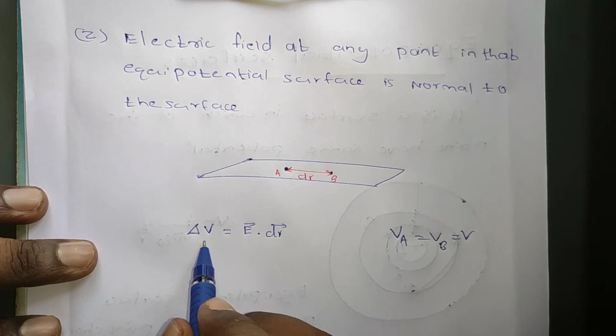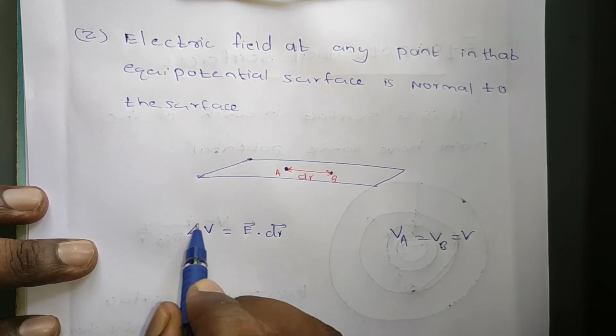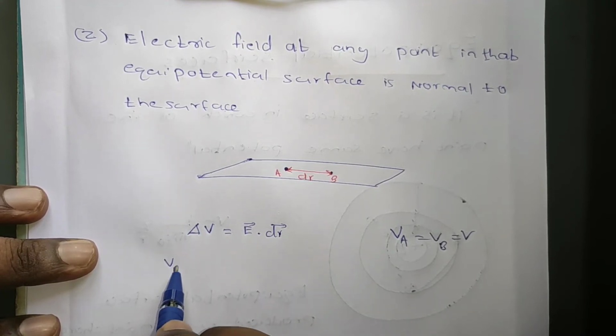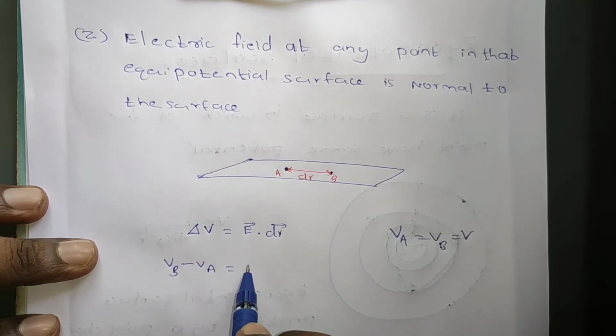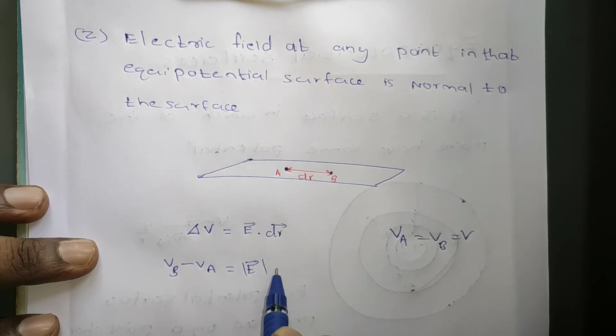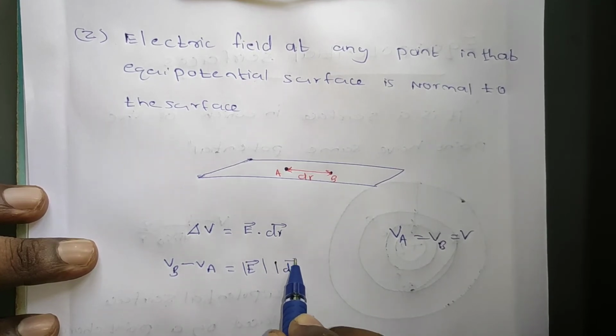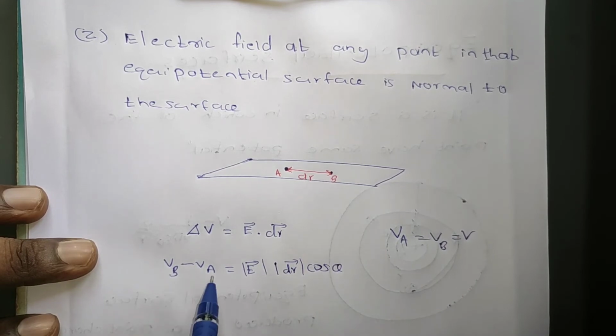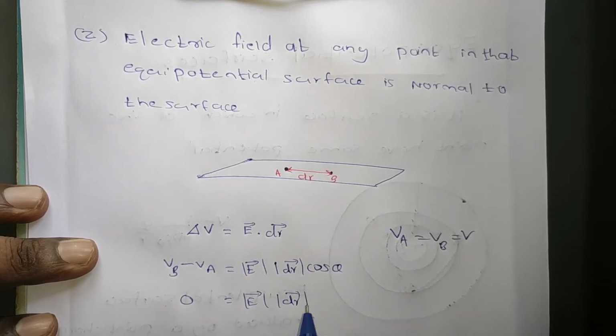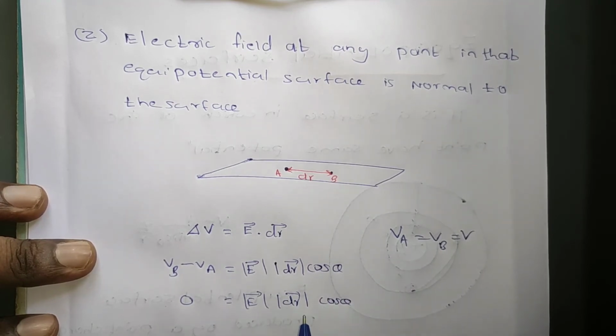So here you can see, what is the potential difference? Potential at the final position, that is VB minus VA, is equal to modulus of E into modulus of dr into cos theta. VA minus VB equals what? 0, because they are equal. So if we need to get this, that means this value we have to get as 0.